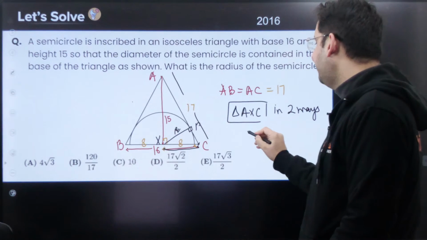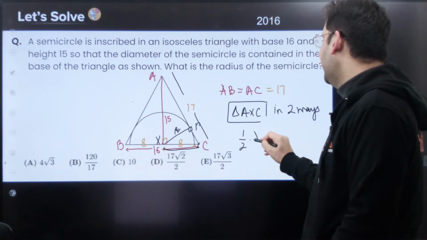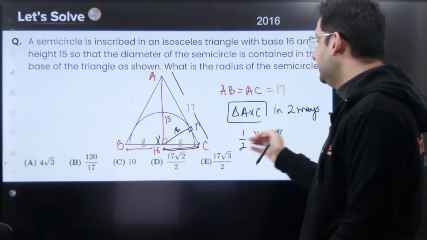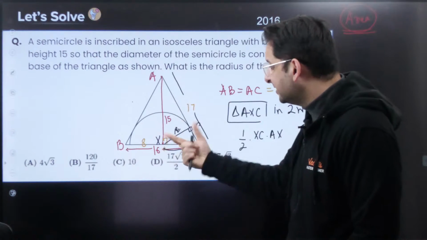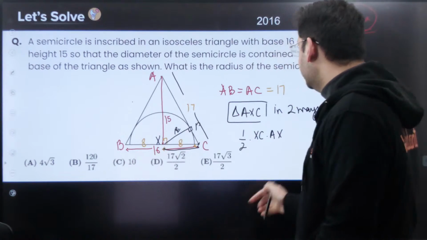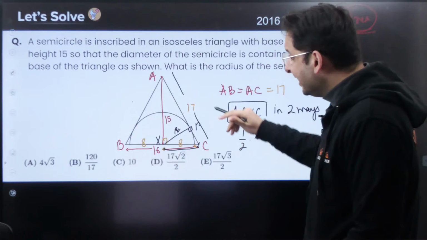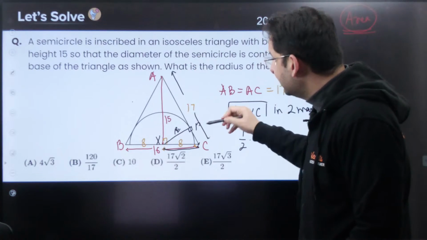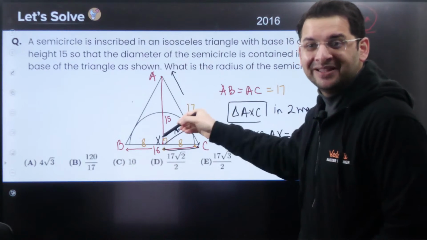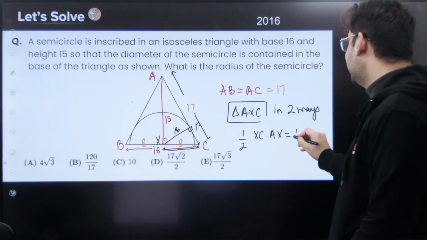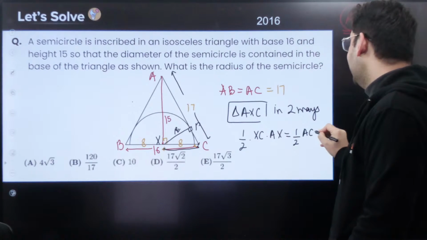So one way is half into XC into AX. Basically, if you consider the base to be this, the height will be this. And the second way is, if you consider the base to be this, the height is going to be R. So this is the same as half into AC into XP.